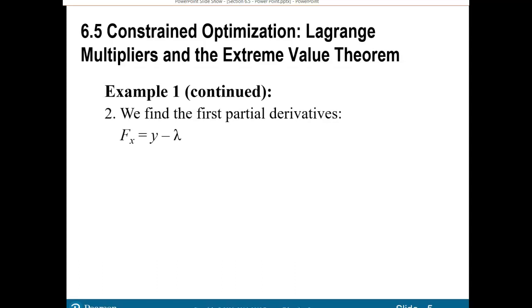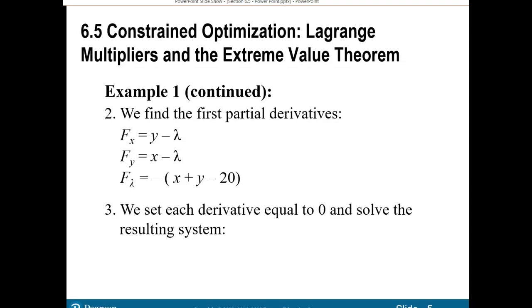The partial with respect to x would be y minus lambda. The partial with respect to y, x minus lambda. And the partial with respect to lambda would just be negative x plus y minus 20, because there's no lambdas in the first term.